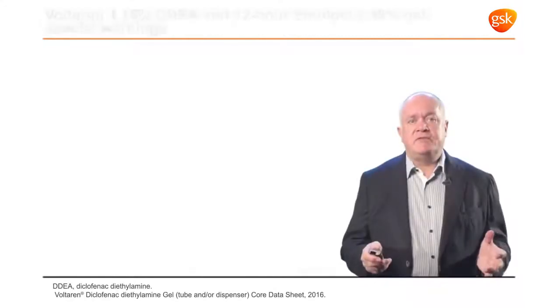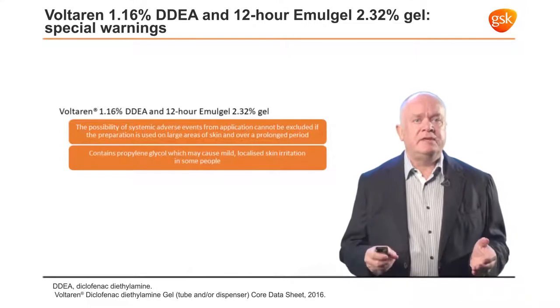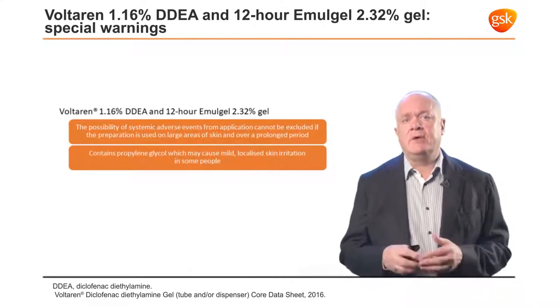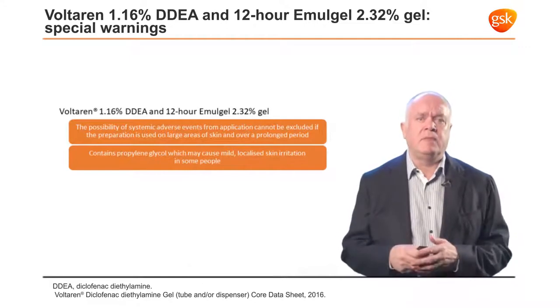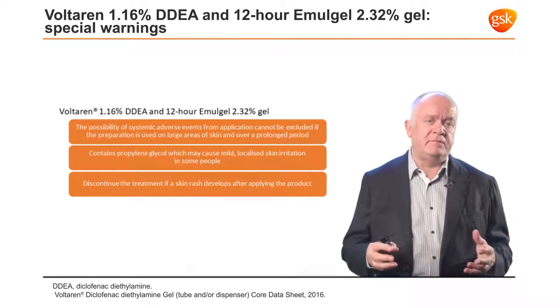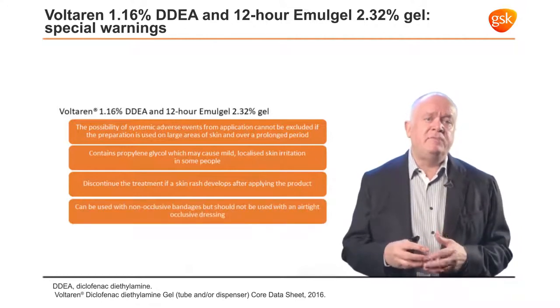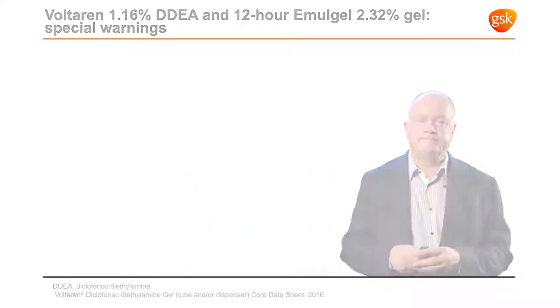The datasheet gives further special warnings for the use of diclofenac gels, including that they contain propylene glycol, which may cause mild localized skin irritation in some people. Their use should be discontinued if a skin rash develops after applying the product. And finally, they can be used with non-occlusive bandages, but should not be used with an airtight occlusive dressing.